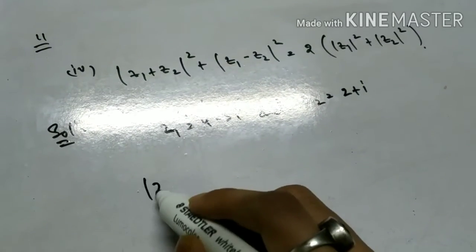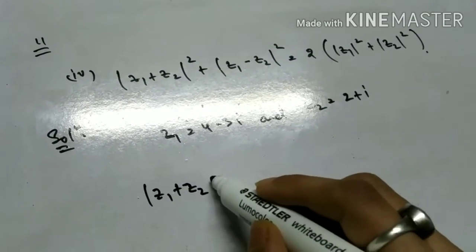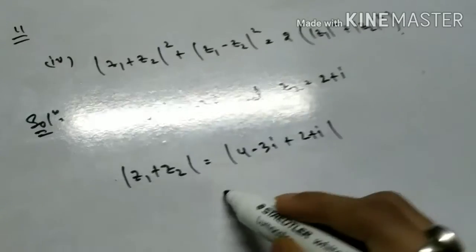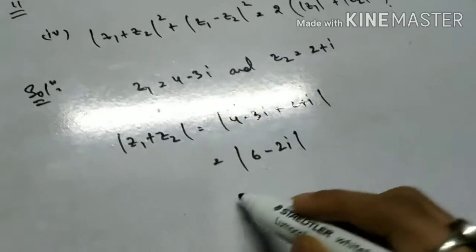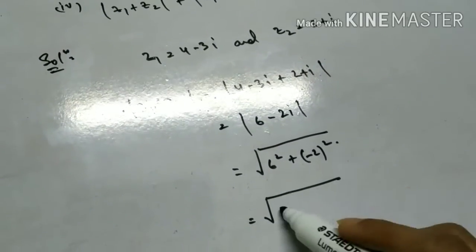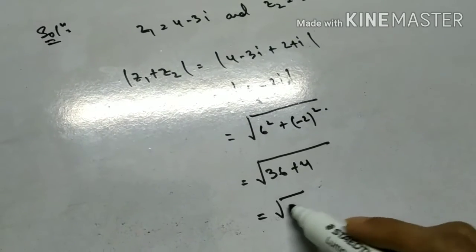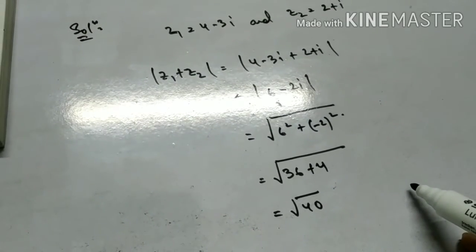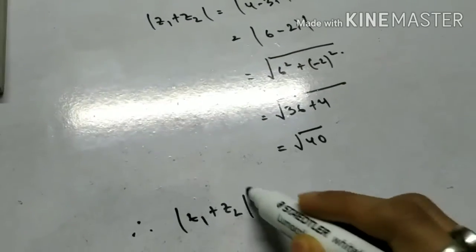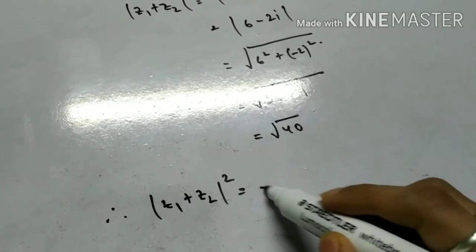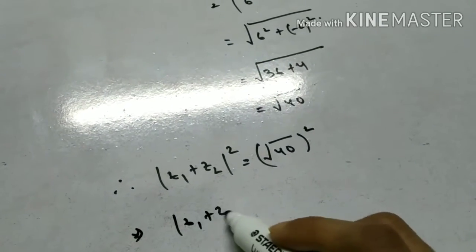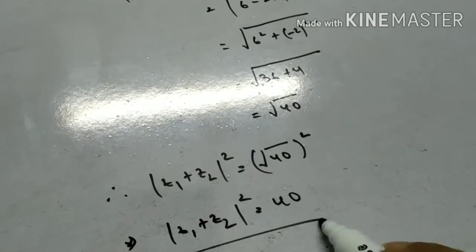So I will start with modulus (z1 plus z2). This becomes modulus of (4 minus 3i) plus (2 plus i), so this is 6 minus 2i. This is equal to root over 6 squared plus (minus 2) the whole squared. So this will be 36 plus 4, which is root over 40. Therefore modulus (z1 plus z2) squared is 40. Understand?